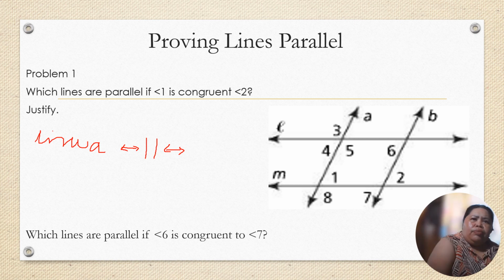You may write here B or A. So that is line A parallel to line B, if they are congruent.